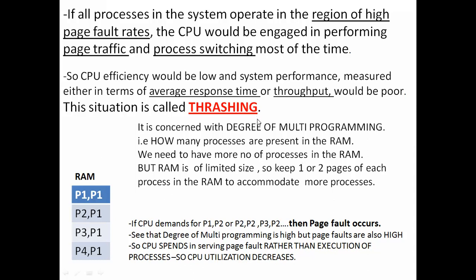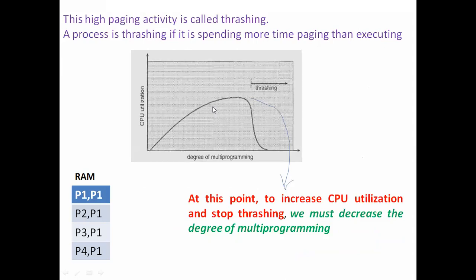So we have a heading called thrashing here. What does this thrashing mean? For that, you can observe this particular figure. What is happening here? Along the X axis, we have taken the degree of multi-programming. What basically is the degree of multi-programming? How many processes you are able to store inside the RAM?